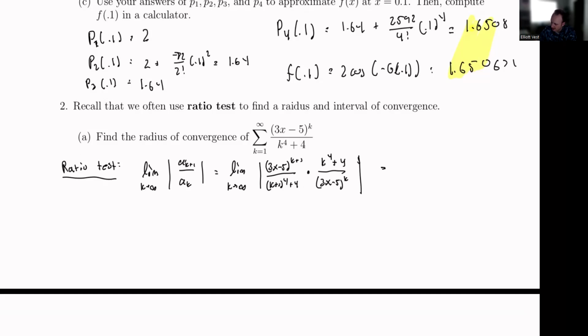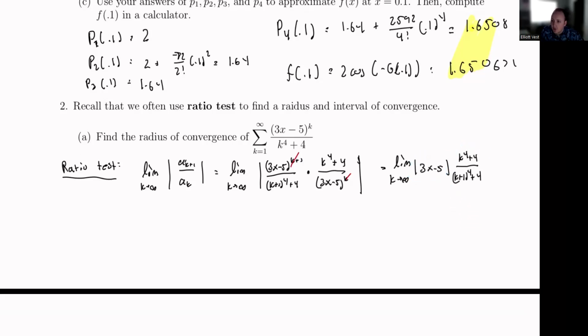In particular, I see that this k cancels with this, so I'm just left with 3x minus 5 on the top. And I can move everything else out of the absolute values here. So I'm going to do that all in one step. This is, I have an absolute value, 3x minus 5, times everything else, k to the fourth plus 4 over (k plus 1) to the fourth plus 4. And okay, let me move this over here like that. I think this will be easier.